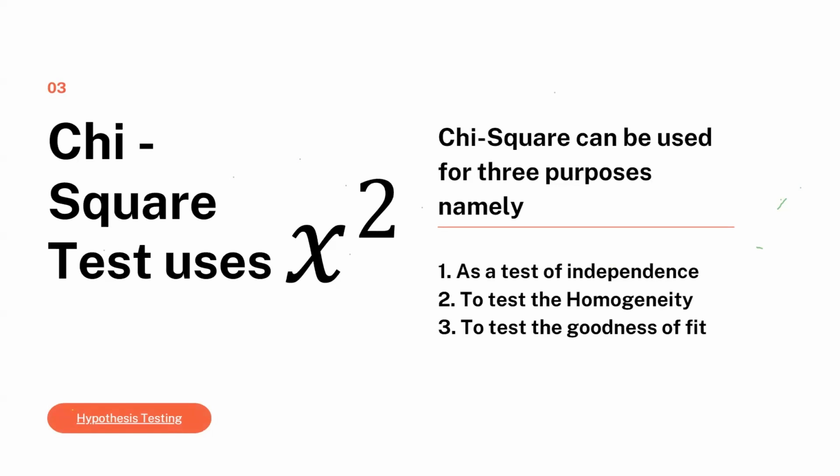The chi-square test can be used for three main purposes. The first is as a test of independence. The second is to test homogeneity, and the third is to test goodness of fit.